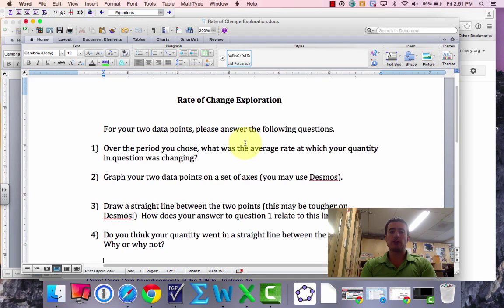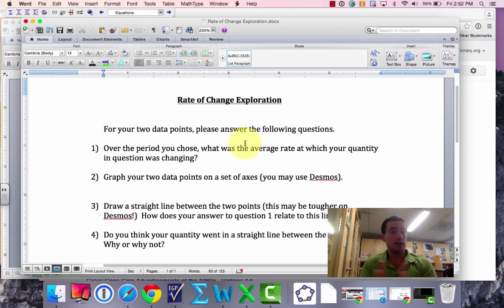Then in class, what I would like you to do is answer these questions. Over the period that you chose, I want to know what was the average rate at which that quantity was changing. For instance, if the price of a can of Coke was only a nickel in 1960 and then it was $1 in the year 2000, how quickly was the price of a can of Coke changing? Or if President Barack Obama's approval rating was 54% in April, but only 52% in September, at what rate, percent per month, was that quantity changing?